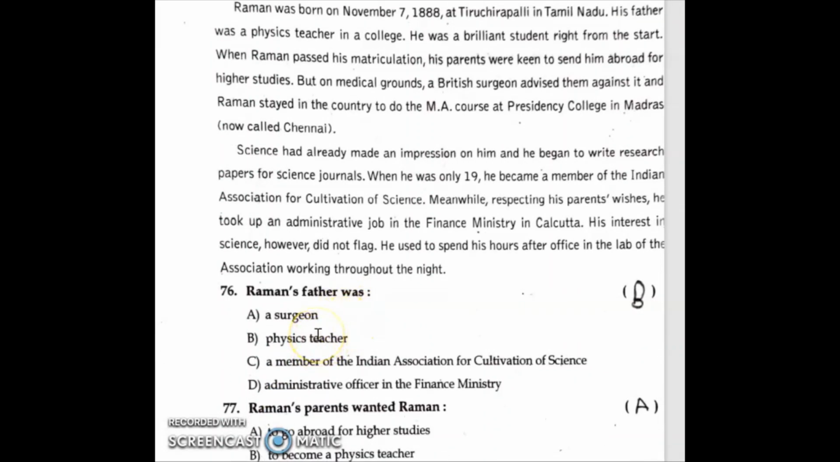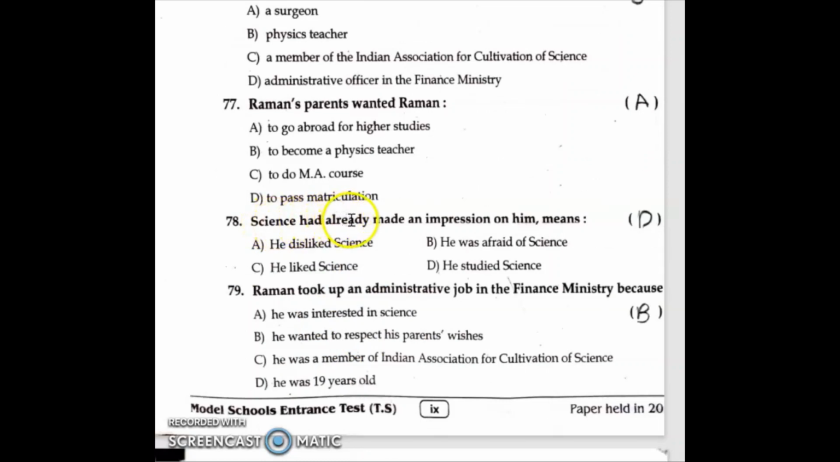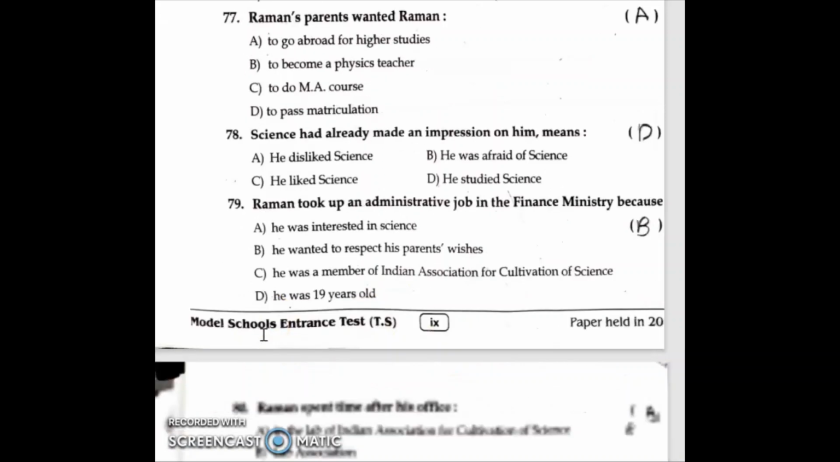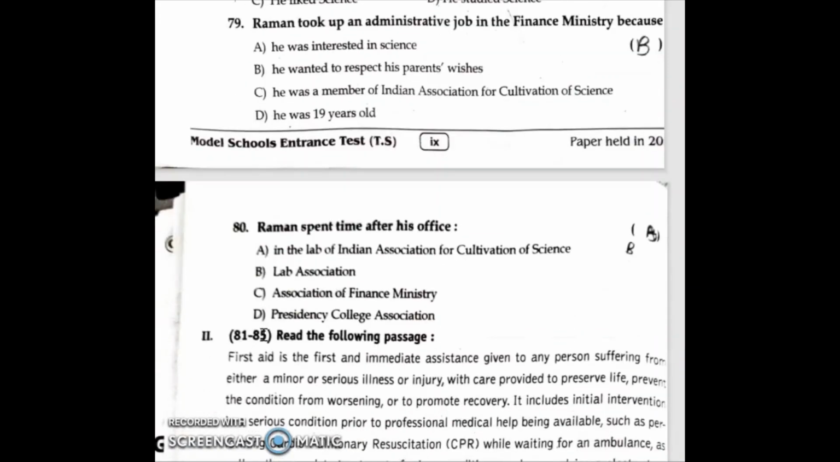A physics teacher. 78th one. Science had already made an impression on him, means he studied science. D is the correct option. Raman took up administrative job in finance ministry because he wants to respect his parents' wishes. B is the correct option here. Raman spent time after his office in the lab association. B is the correct option here. A is incorrect as I checked and verified myself.